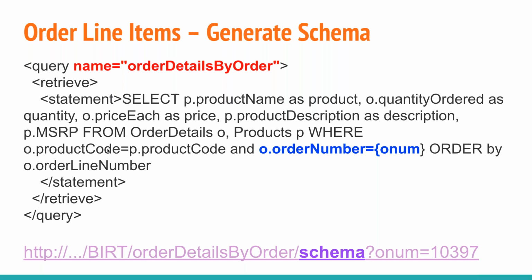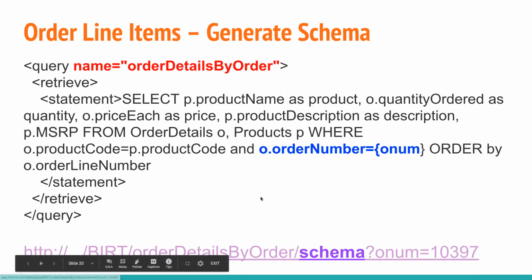So essentially doing a join from the order details in the products table where order number equals this variable called onum. So this is a SQL query. Nothing particularly fancy about it. It's just going off and getting a list of line items for a particular order that was placed.